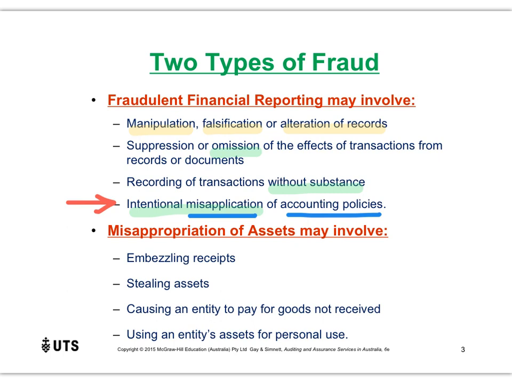Now, the misappropriation of assets, so the second type of fraud, this one here, involves things such as embezzling receipts, stealing assets, which is probably the main one, or using an entity's assets for personal use. So these are just some examples to give you a better understanding of the two different types of fraud, which are fraudulent financial reporting and misappropriation of assets.